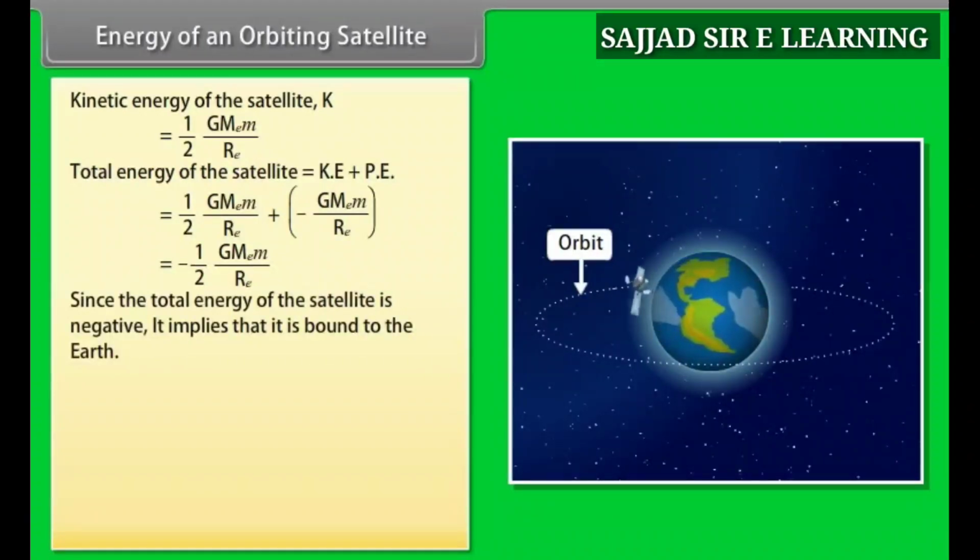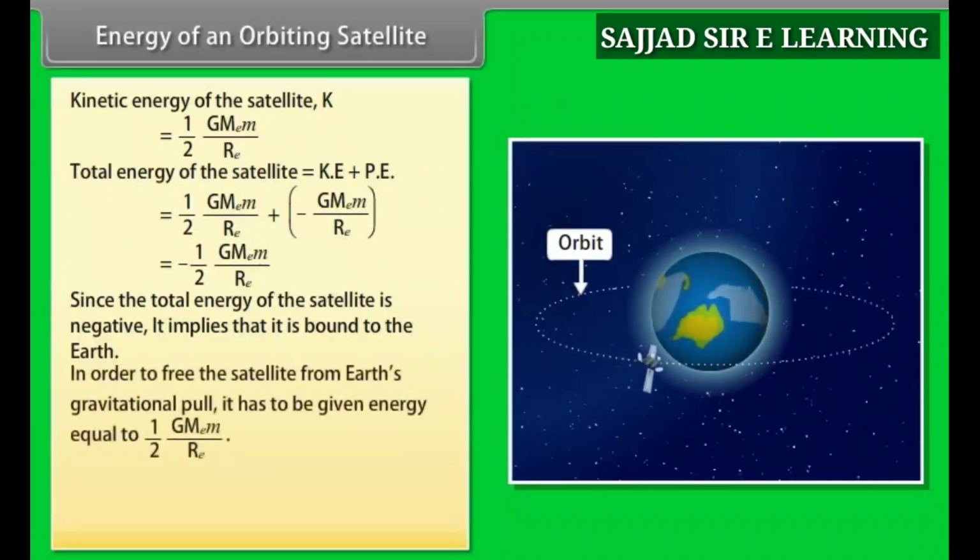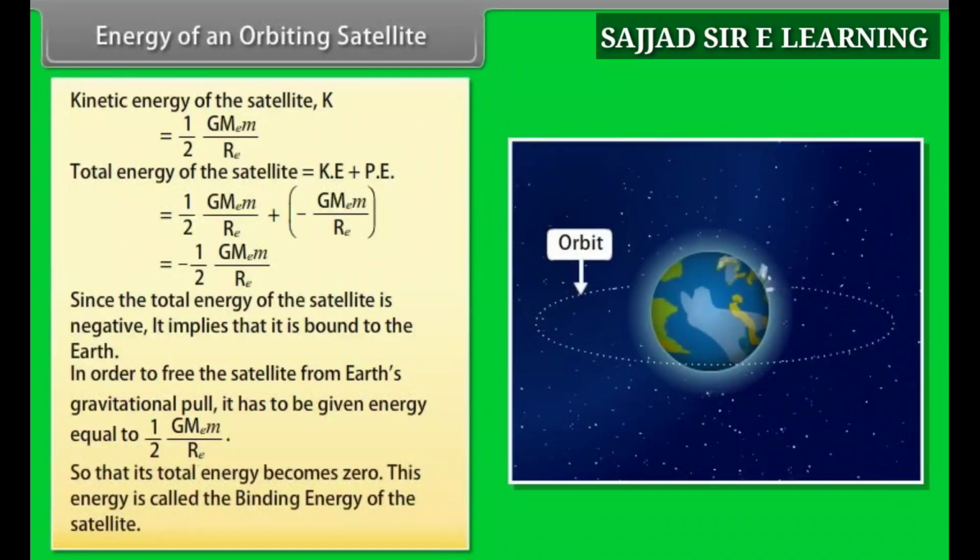Since the total energy of the satellite is negative, it implies that it is bound to the Earth. In order to free the satellite from Earth's gravitational pull, it has to be given energy equal to 1 by 2 GM_E m divided by R_E, so that its total energy becomes 0. This energy is called the binding energy of the satellite.